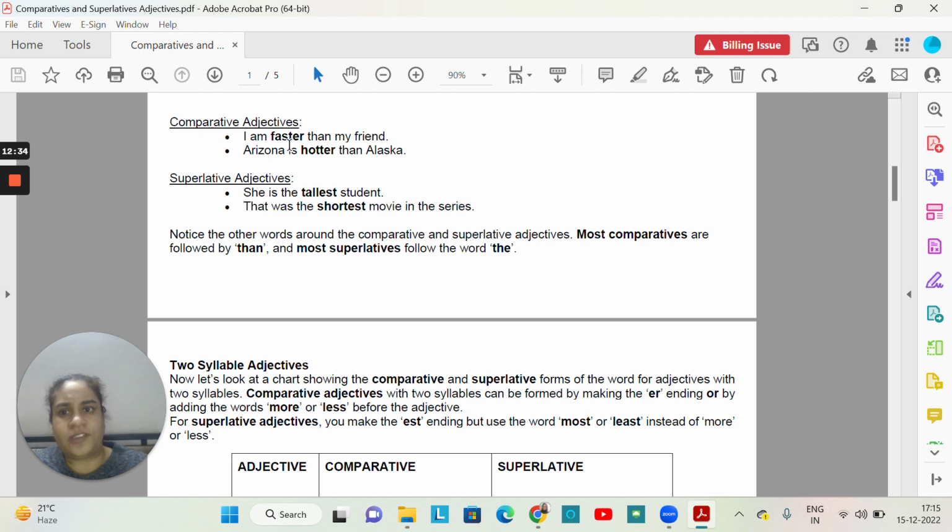I have two consonants after my vowel sound. Consonant, vowel, consonant, consonant. So what happened over here? Since I already have two consonants, I just have to add ER. End of the story.